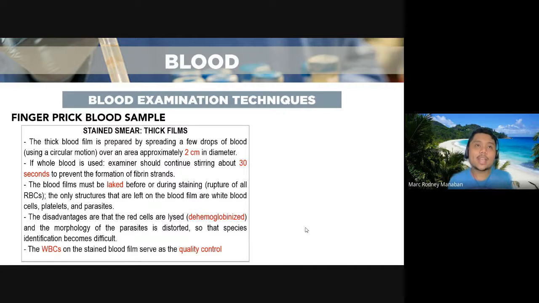Okay? Now, please take note also, your thick films should not be fixed. Okay? Do not fix someone.